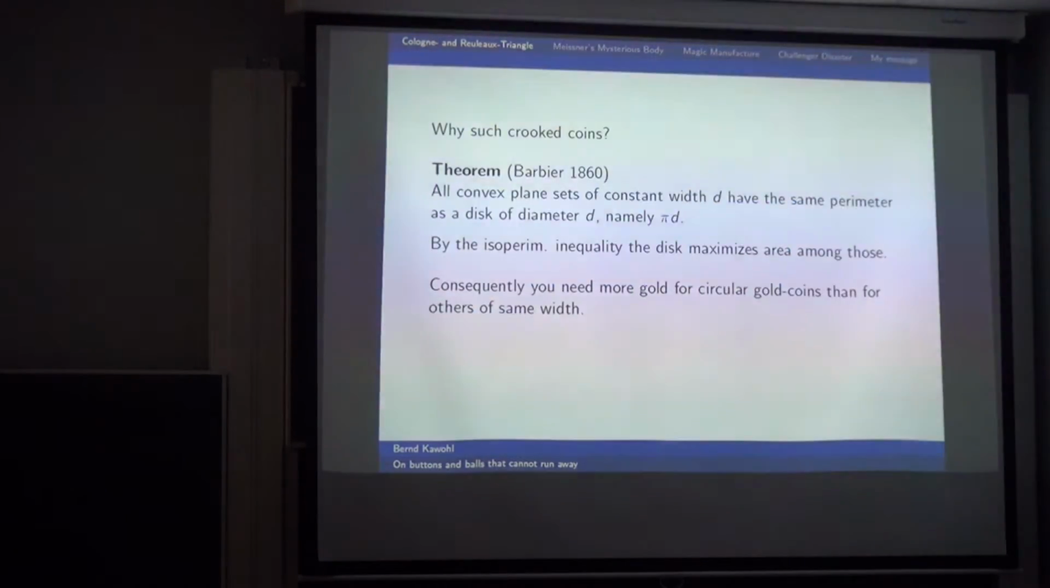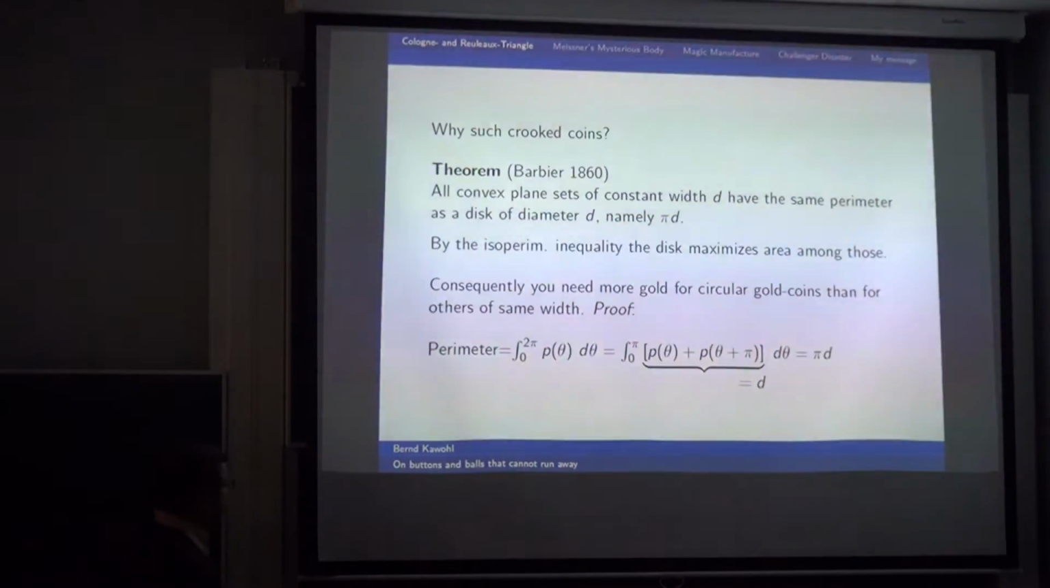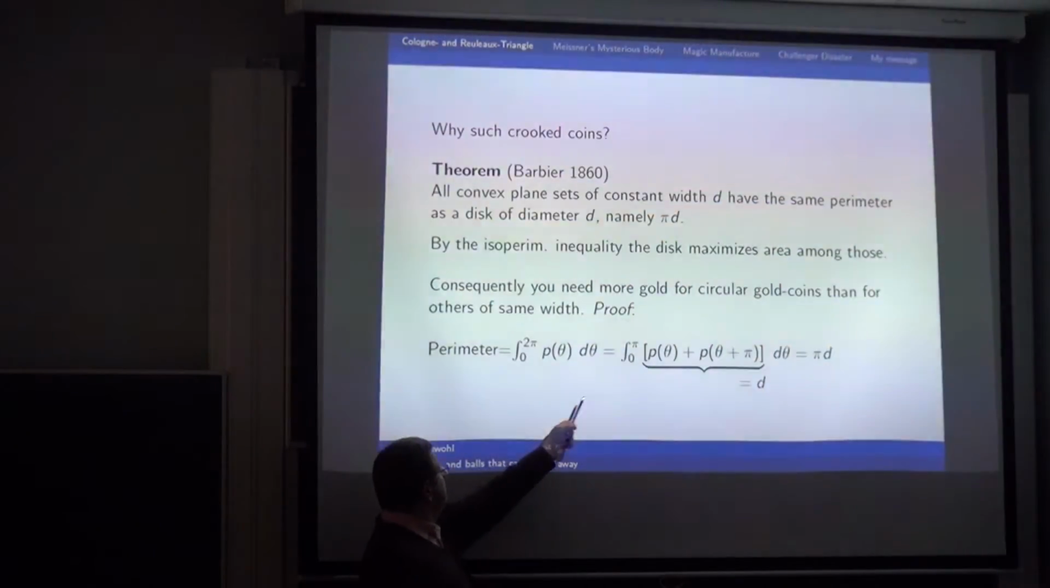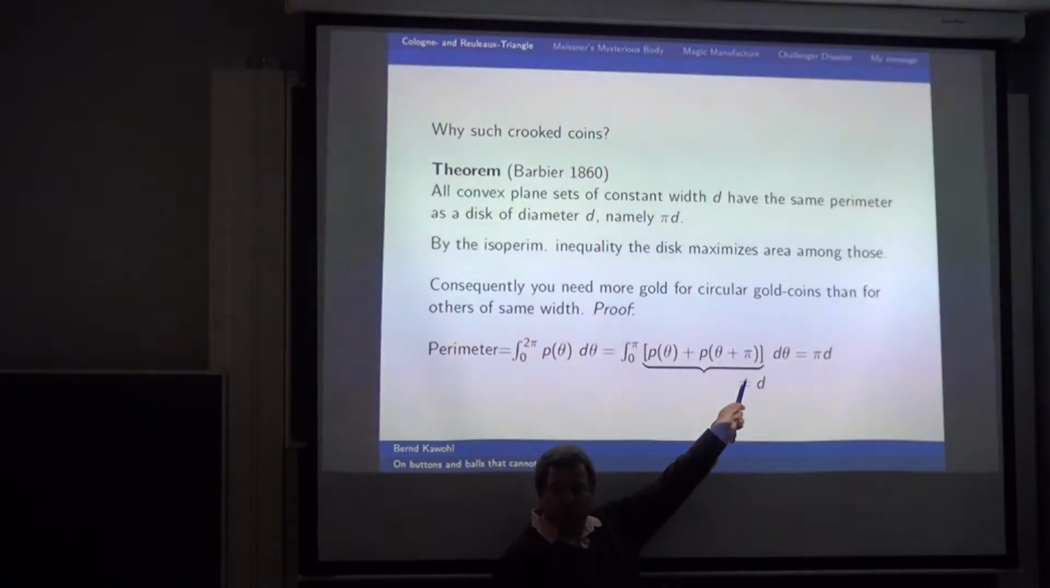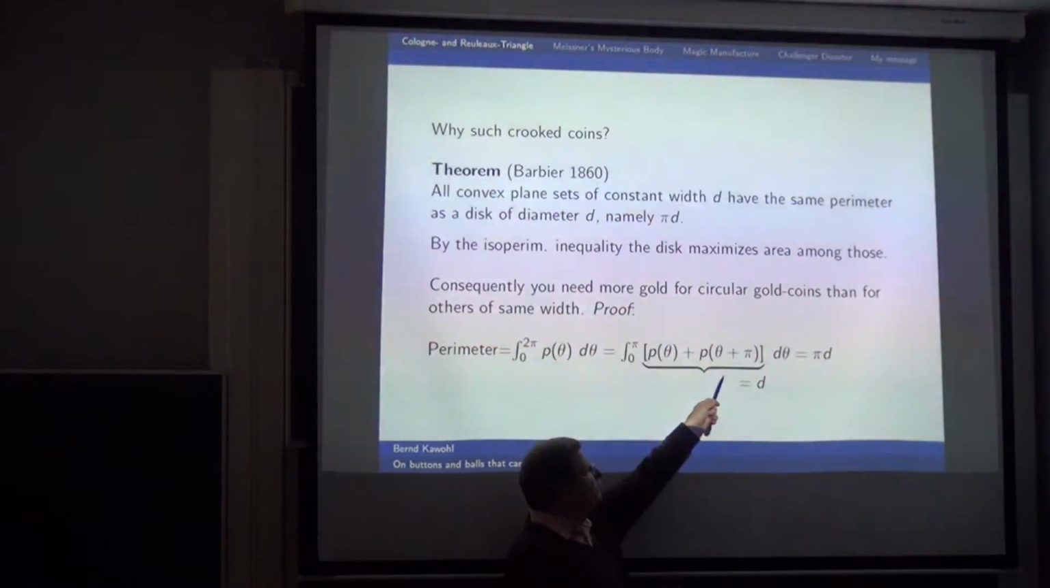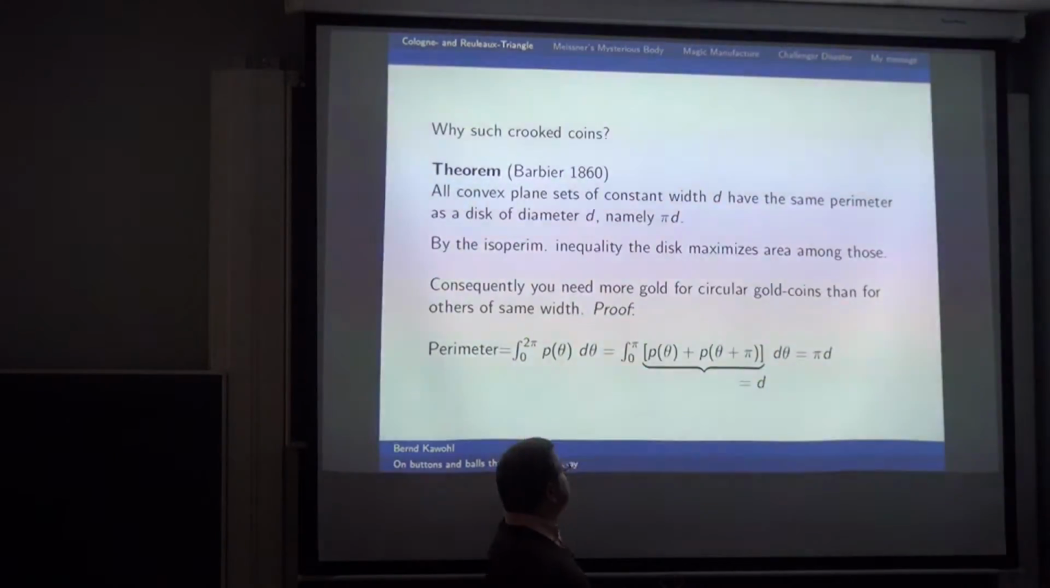Now, as a mathematician, the next natural question is, and here's a proof of this theorem of Barbier. The perimeter can be expressed in terms of an integral over the support function, and you integrate the support function only from 0 to pi, and you shift the argument. Then you have integrated it from 0 to 2pi. You add those two, and you have the functional equation that says the sum of these two is constant d. Therefore, this is the theorem of Barbier.